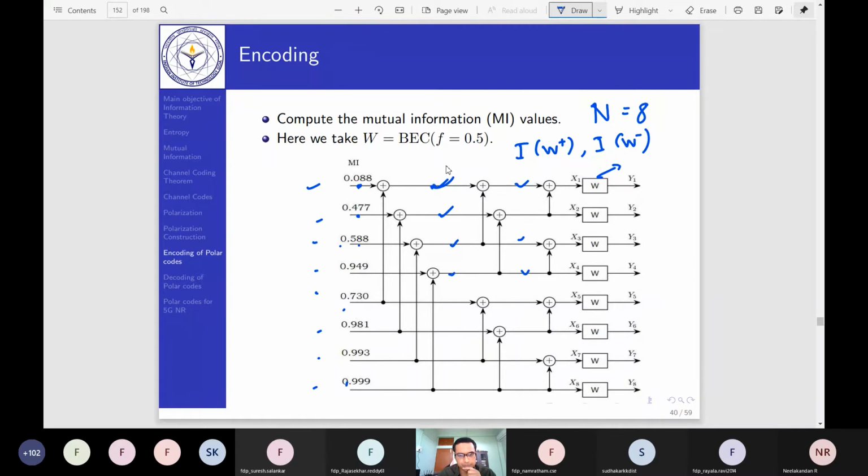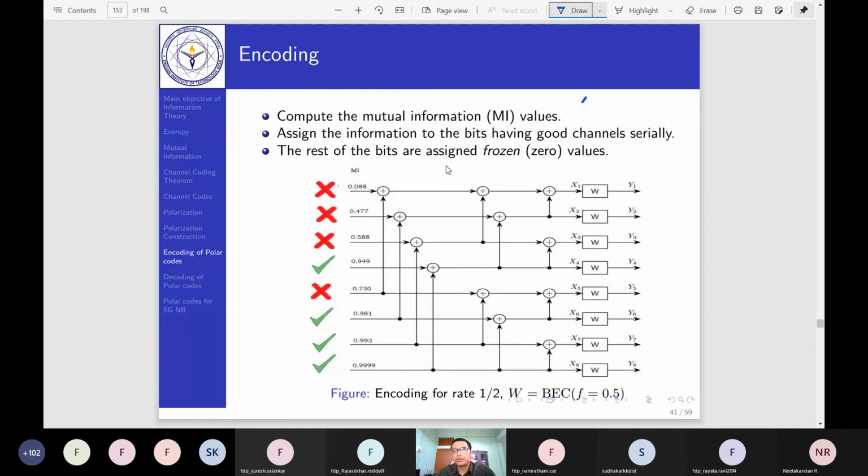As you see, it is almost in increasing order apart from this bit. This fourth bit has a very high value. The fourth bit has better mutual information than the fifth one. So you cannot say that it is always serial. It has to be computed.